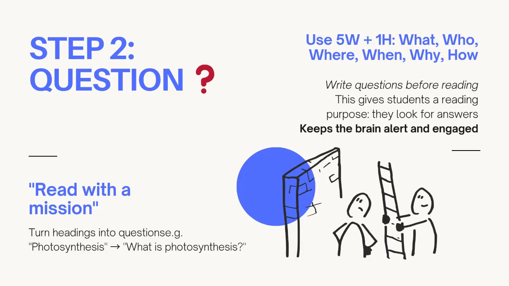Then comes question. After skimming, students take those headings and turn them into questions. So if the heading says the benefits of exercise, they turn it into what are the benefits of exercise. They can use 5W plus 1H, what, who, where, when, why, how, to come up with their question, and they write this down before they read. So now they are not just reading randomly, they actually know what they are looking for.